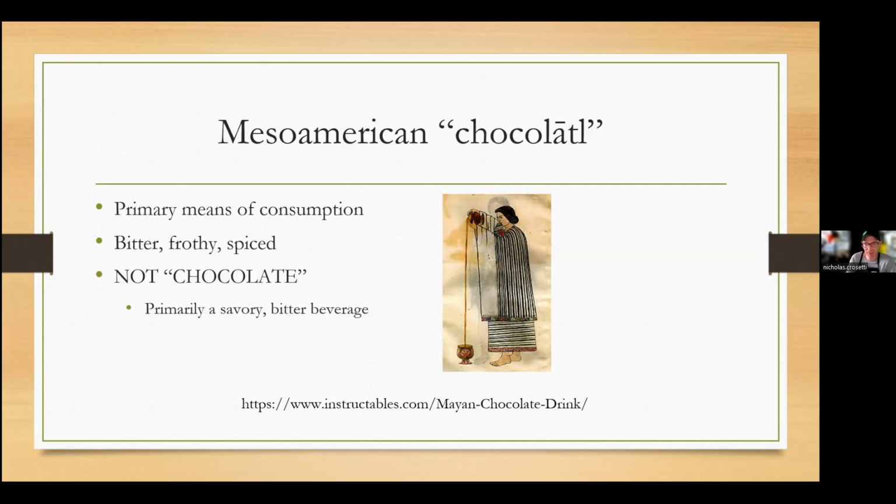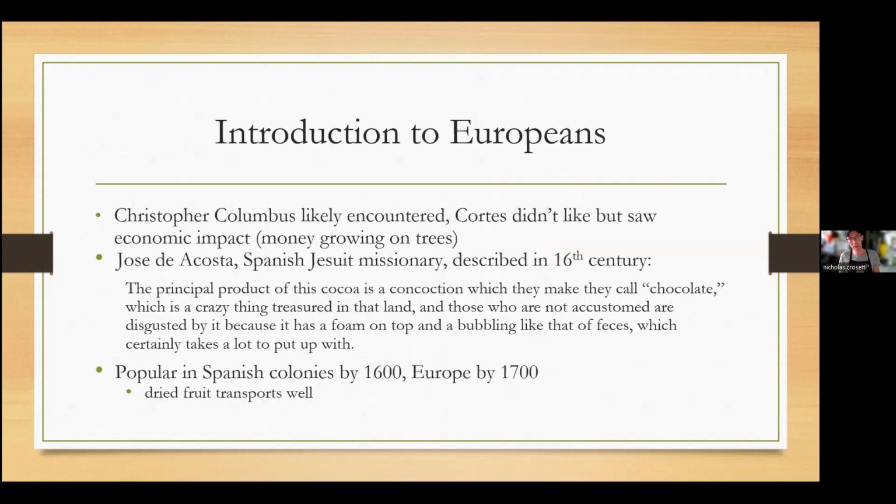This little illustration shows how they poured it back and forth over a great distance to promote this frothy head on what was a bitter, spicy, hot or cool, as the Aztecs liked it, drink. But definitely, again, this is not chocolate. This is not like hot chocolate as we know it. It was a bitter, almost savory beverage, more like coffee, I would think. The Europeans were the ones that really added sugar to it and sweetened it up.